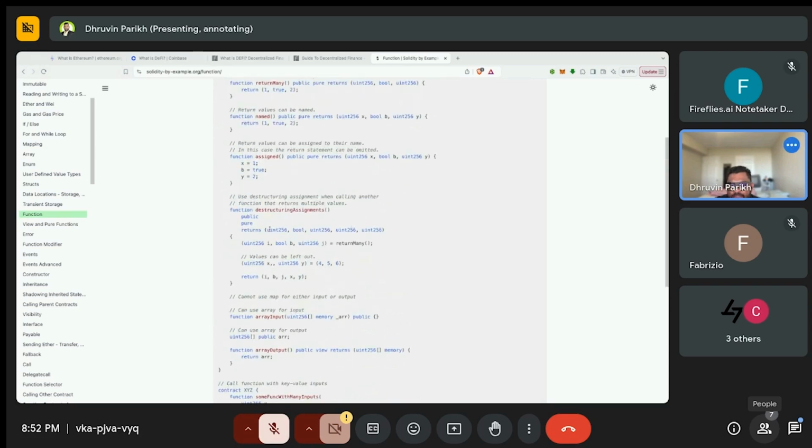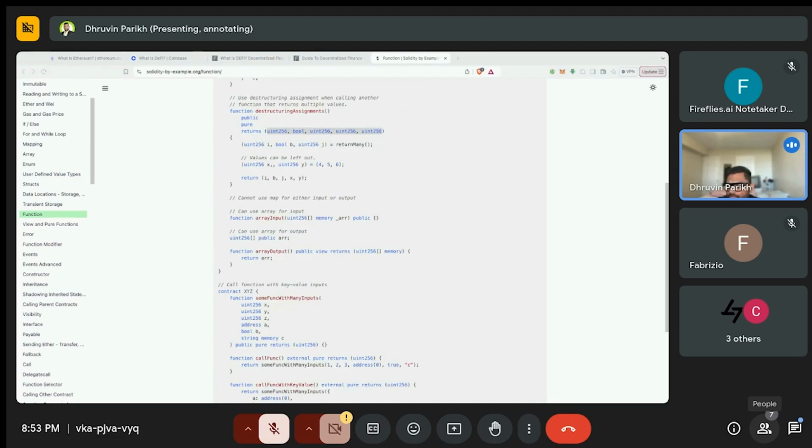So there is a limit, by the way, on how many values you can return. Anybody knows how many arguments can be returned in a function? Anybody? It's okay if it is wrong. Yeah, you can return 8.